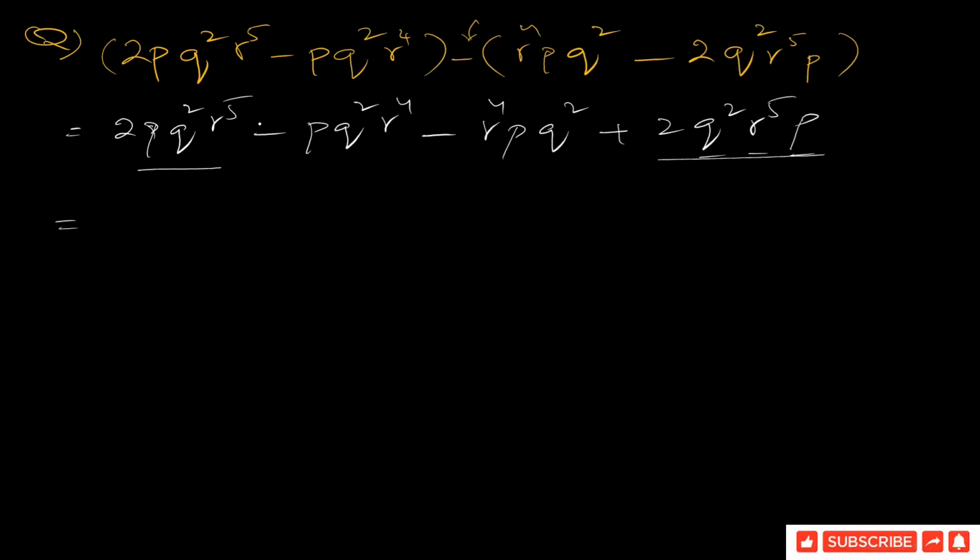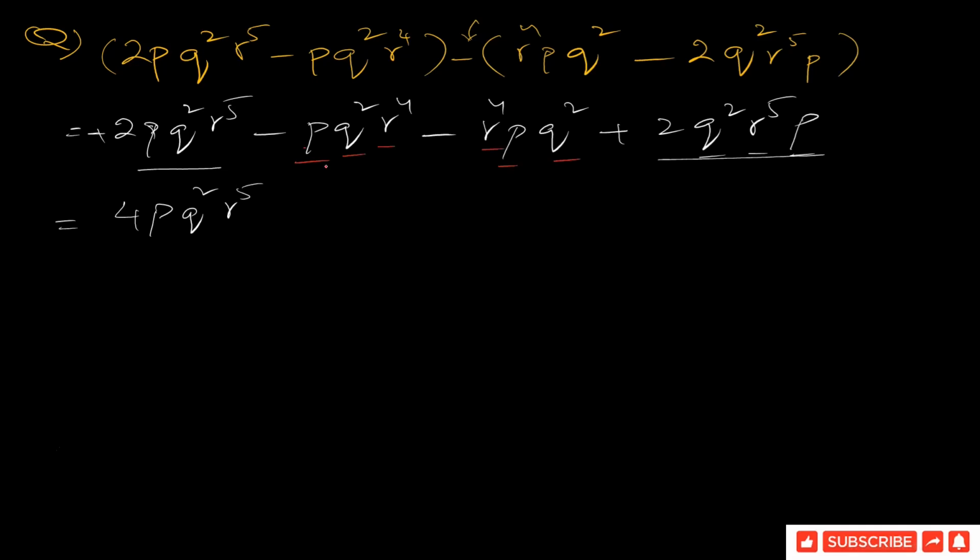This is plus 2 and this is plus 2 as well, so we are adding these two. It becomes 4pq squared r^5. Now we check whether the remaining two are also like terms or not. We check: this is p, this is q squared, this is r^4, and this is r^4. So it becomes the same.